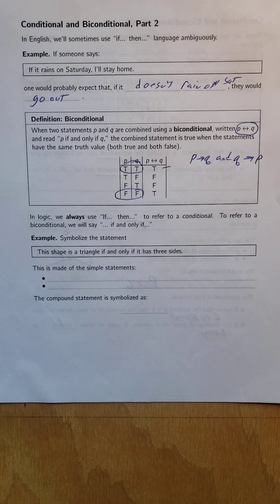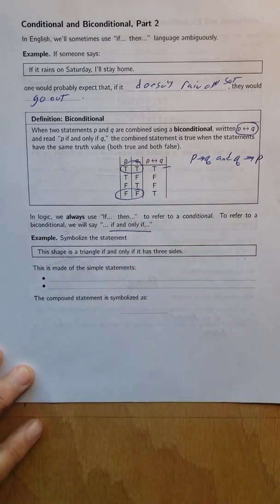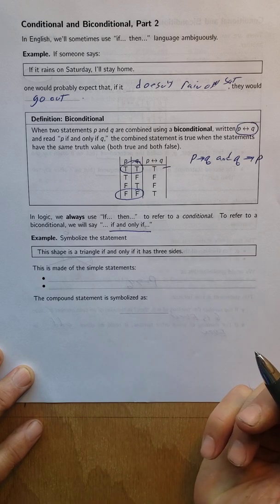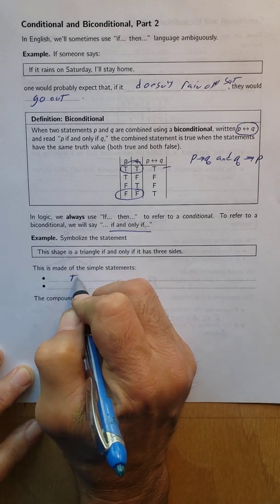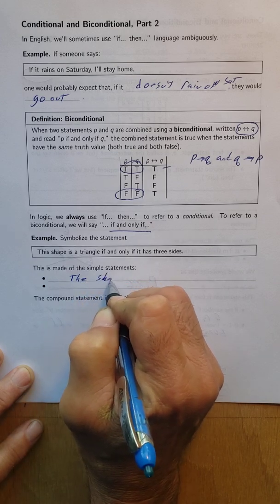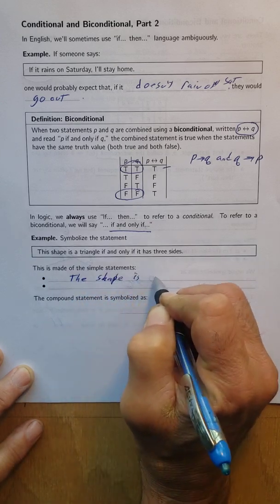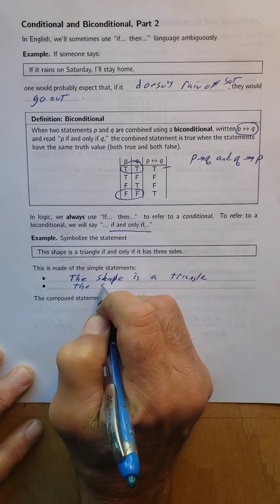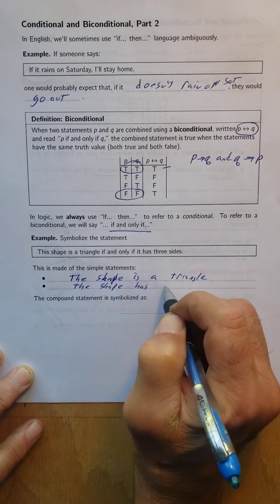Okay? So in logic, we always refer to if-then to refer to a conditional. Okay? In a biconditional, we say if and only if. Okay? So the shape is a triangle if and only if it has three sides. Okay? So this is made up of two simple statements. The shape is a triangle, and the shape has three sides.